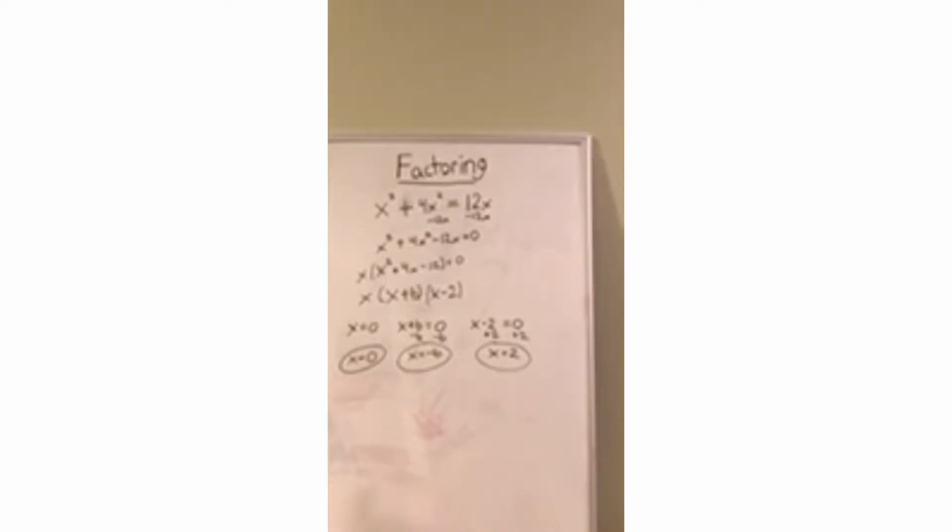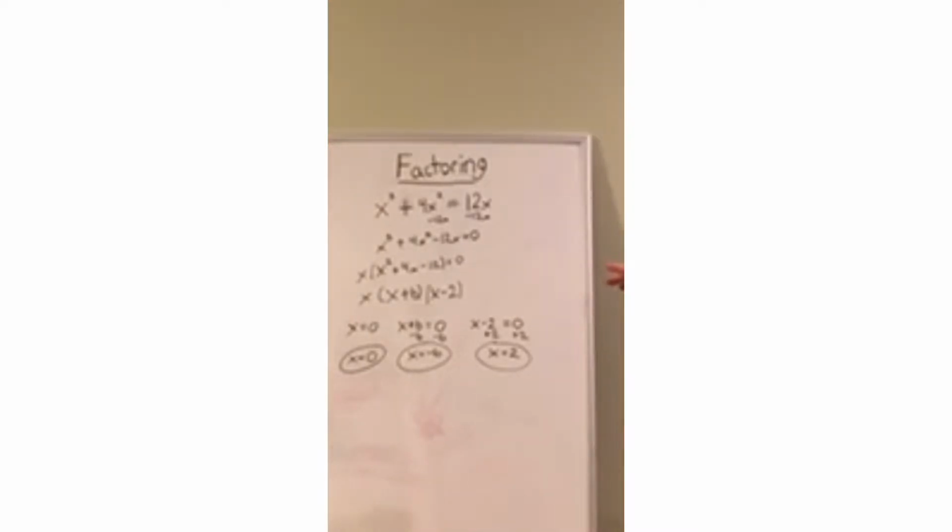Now, to find the factors of this new equation, you have to figure out what adds up to get 4 but multiplies to get negative 12. So as you can see, 6 and negative 2 add up to get 4 and multiply out to get negative 12. So now you have x (x plus 6)(x minus 2).